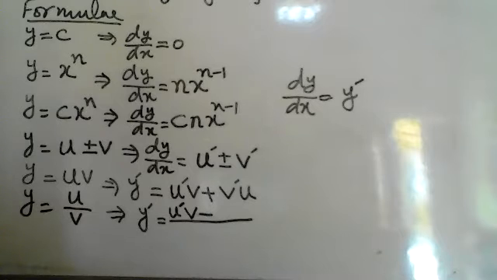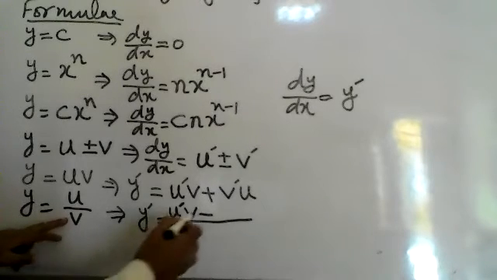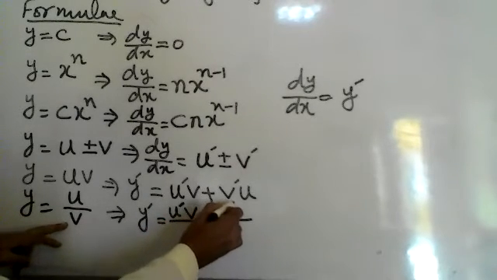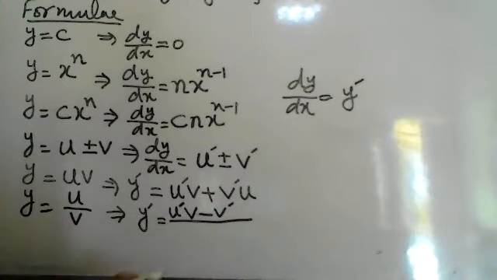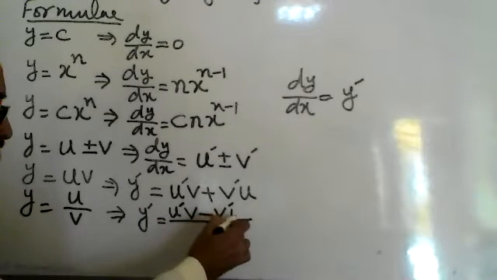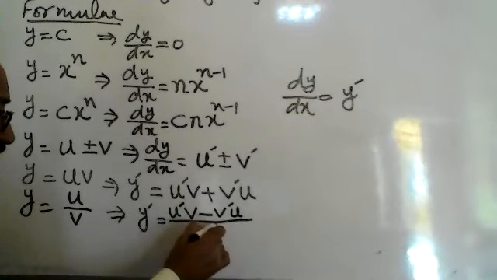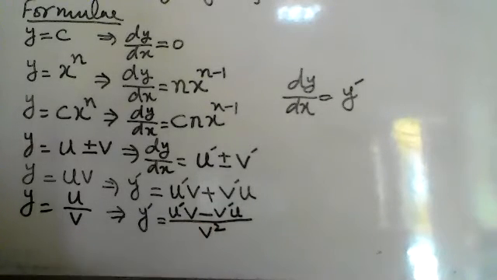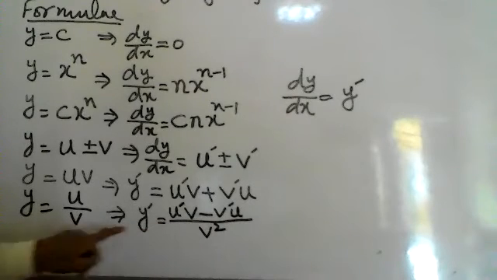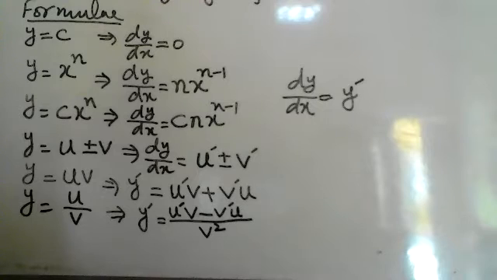Minus the derivative of the denominator into the numerator, divided by the square of the denominator, not the derivative. This is the square of the denominator, v square. So this is called the quotient formula.